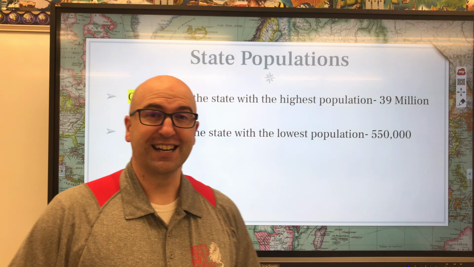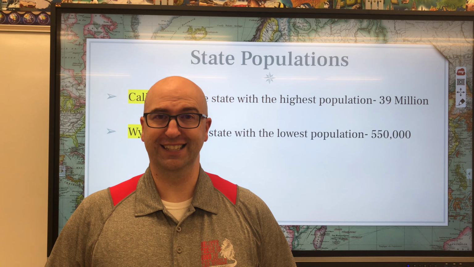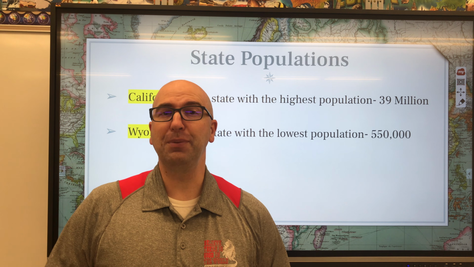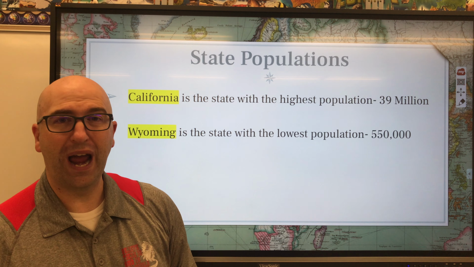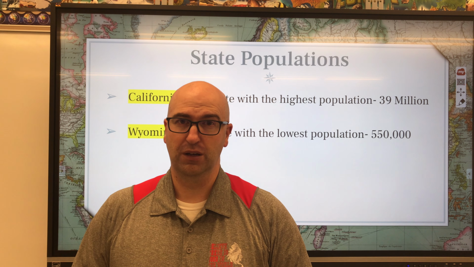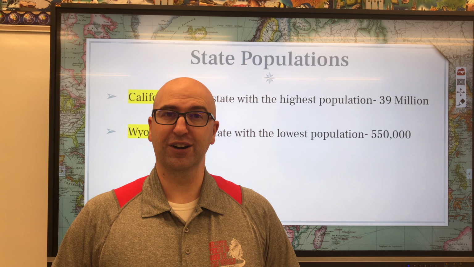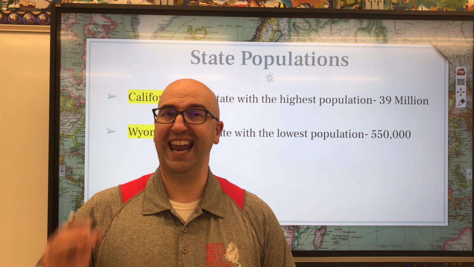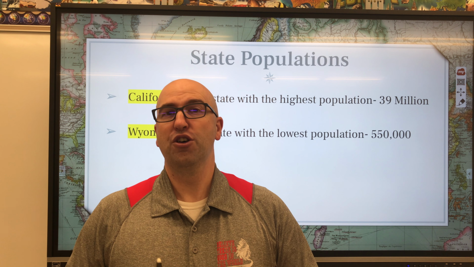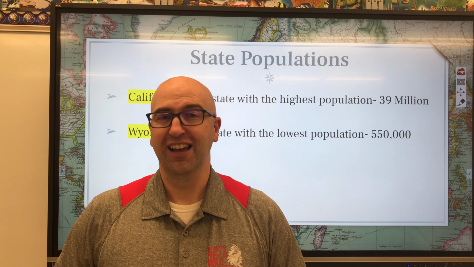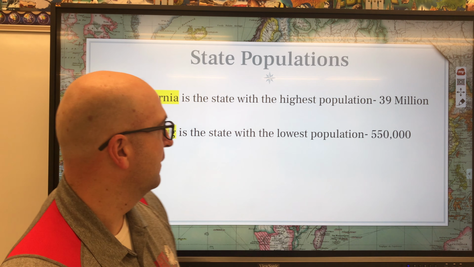We have 50 states, and the populations of the 50 states vary tremendously. The highest populated state in our country is California. California has around 39 million people, and that's a lot for a state. I'm going to give you a comparison. The whole country of Canada is the second biggest country in the world. The whole country of Canada has less people than just the state of California.